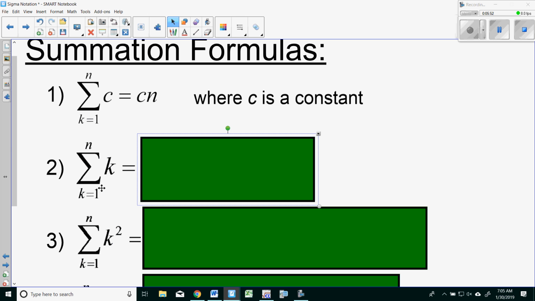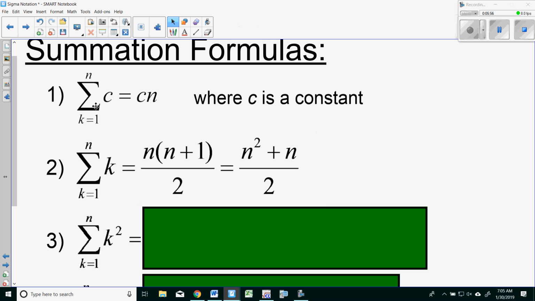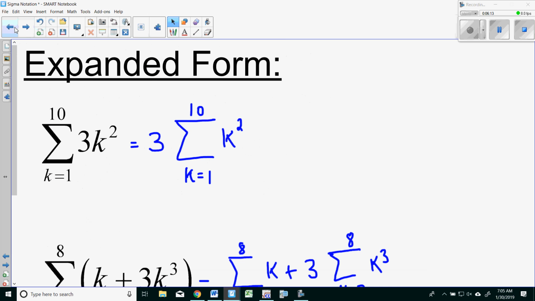If we have from 1 to n of k, we're just adding up the numbers. Our formula is n times n plus 1 over 2, or more importantly, for what we're going to do, I really encourage you in all of these to use the second formula, and you'll see why later, n squared plus n over 2.